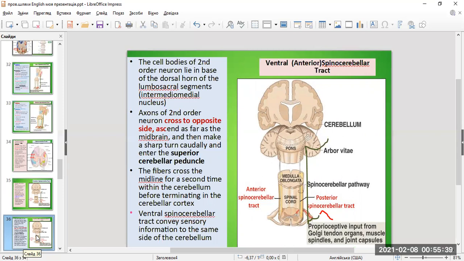The cell bodies of second-order neuron lie in base of the dorsal horn of the lumbosacral segments, intermediate medial nucleus. Axons of second-order neuron cross to opposite side, extend as far as the midbrain, and then make a sharp turn caudally and enter the superior cerebellar peduncle. The fibers cross the midline for a second time within the cerebellum before terminating in the cerebellar cortex. Ventral spinocerebellar tract conveys sensory information to the same side of the cerebellum.